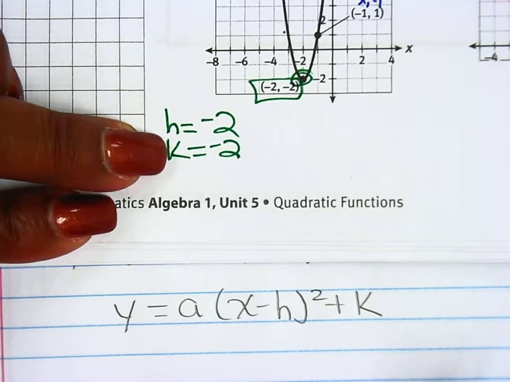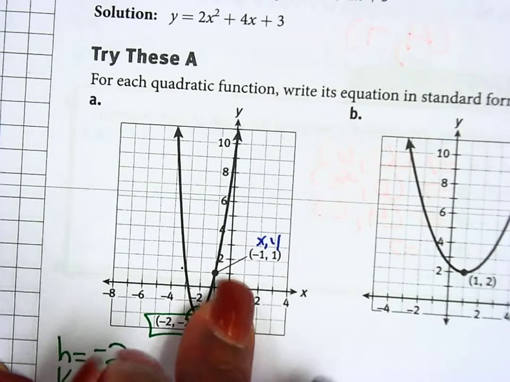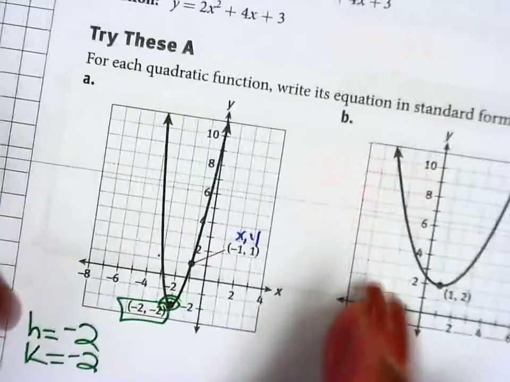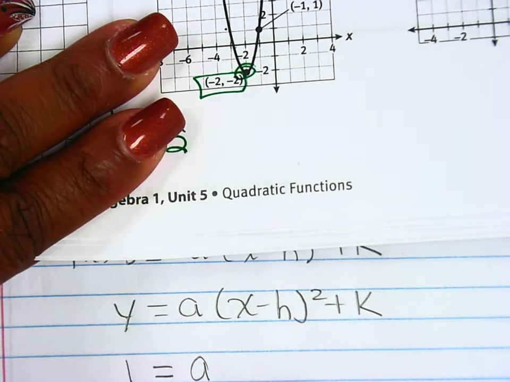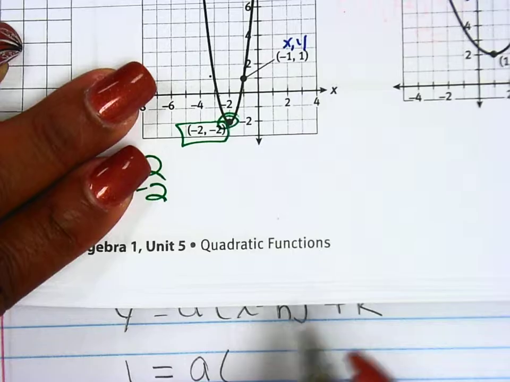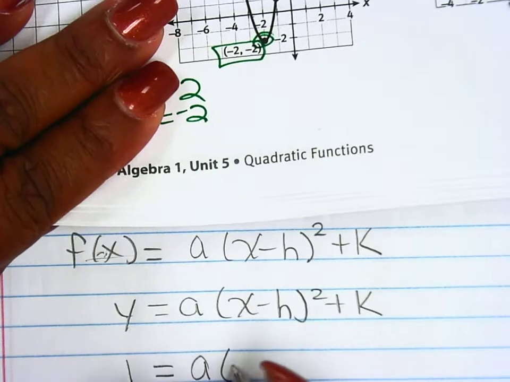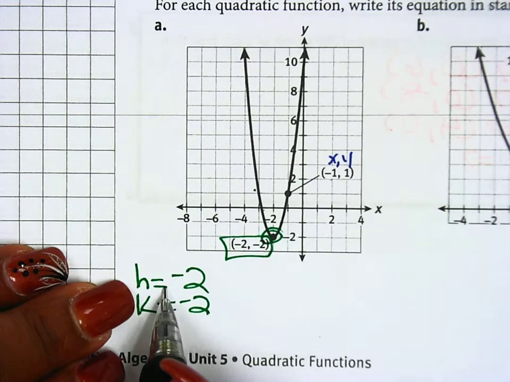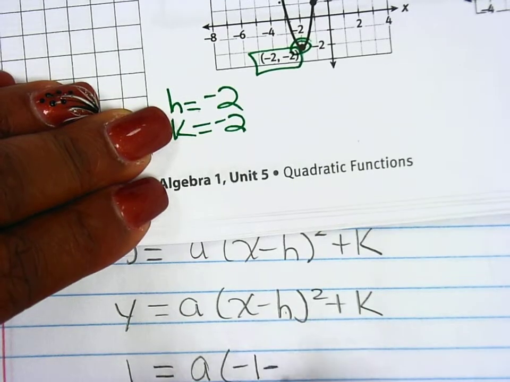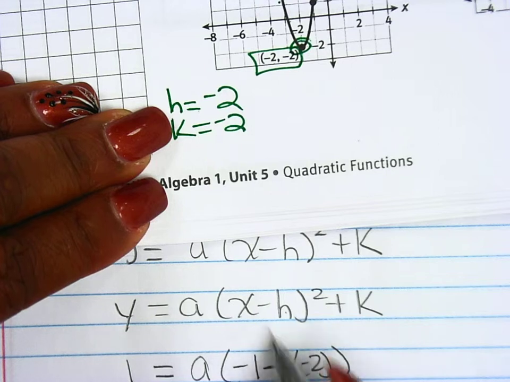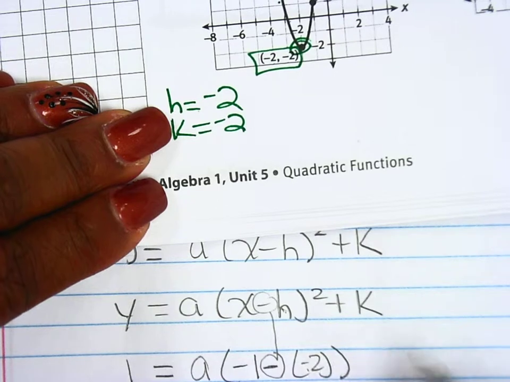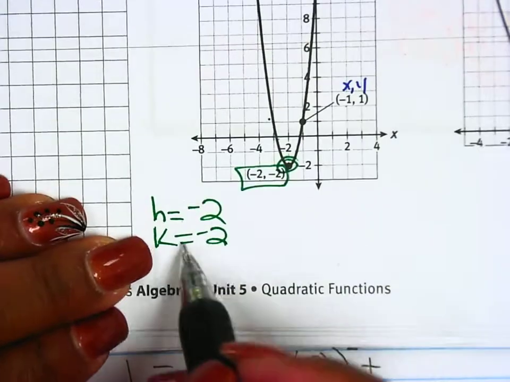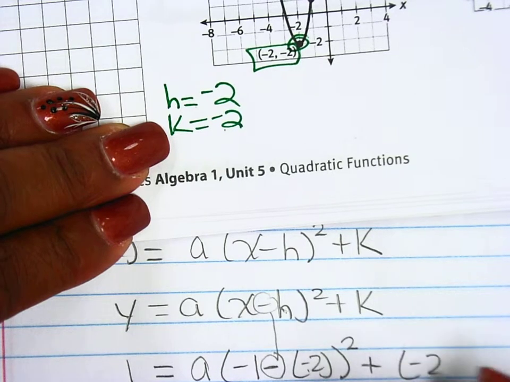So here I have h and k, and I have the x and y that I'm going to use. I'm substituting in for y, I have 1. So 1 equals, I'm looking for a, I don't know what a is. I have to solve for a in order to create the quadratic equation. My x value is -1. So -1 minus h is -2. I'm going to substitute in the h, putting -2. Notice it was already subtraction. Squared plus k is -2, so I'm going to write -2.